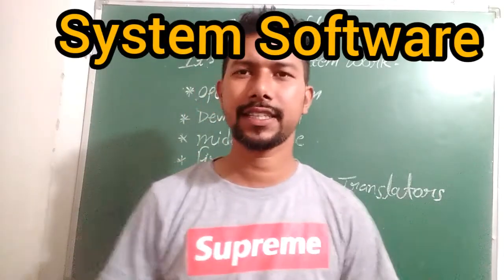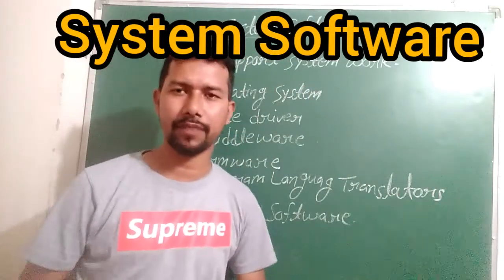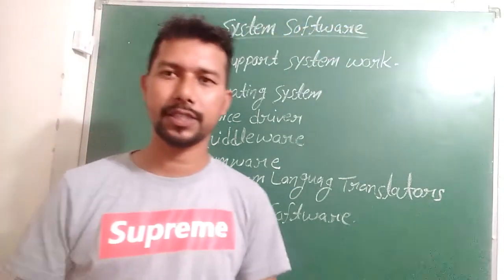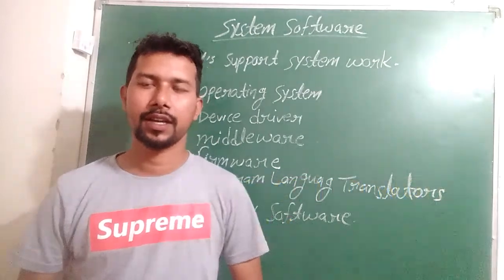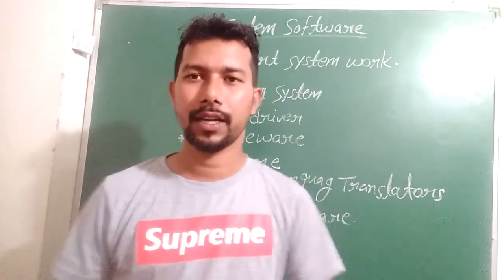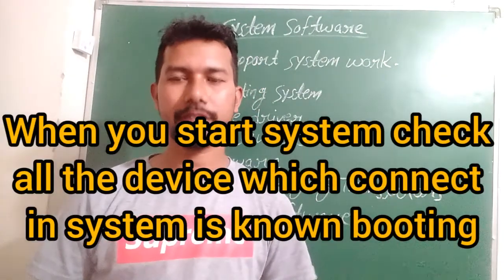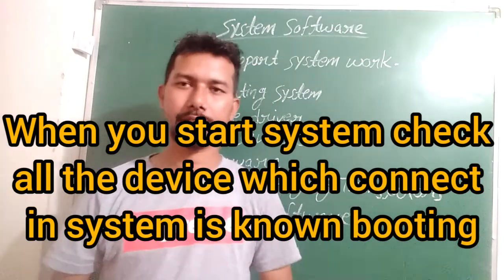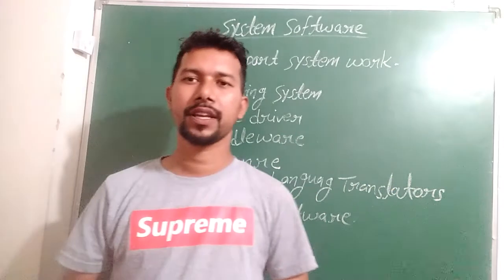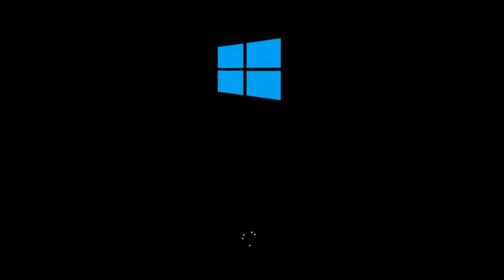Now, the first one is system software. System software supports your computer system to work smoothly and effectively. System software is a must for your computer system. Now your screen shows a booting process. When you restart the computer system, it checks all the devices. That is called the booting process.